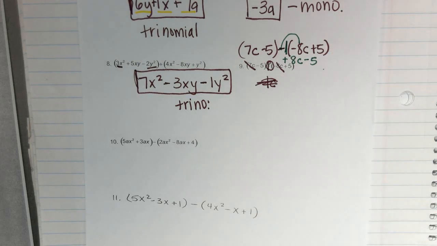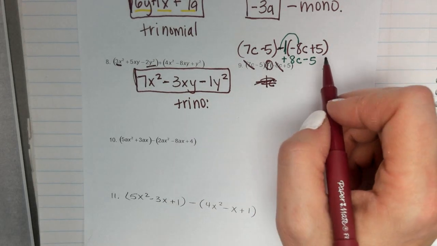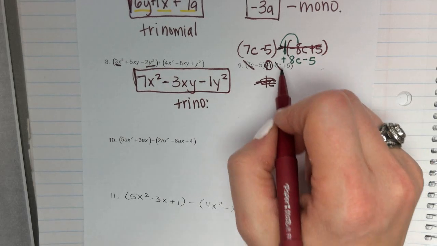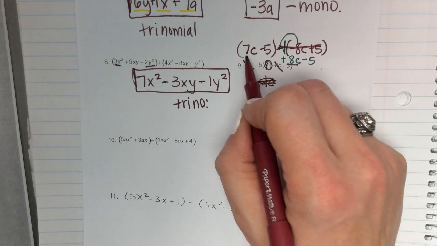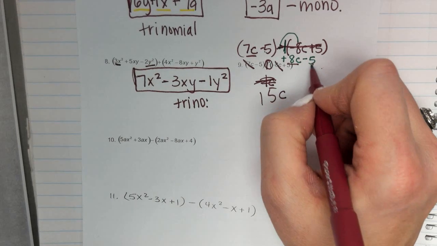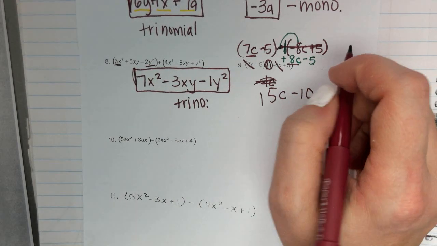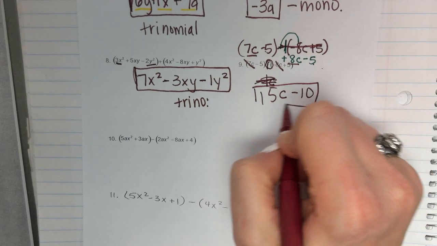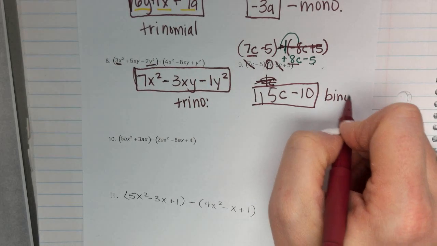So now you have this. 7c and an 8c. That's going to make a 15c. And a negative 5 and a negative 5 makes a negative 10. So this is your answer. It's a binomial.